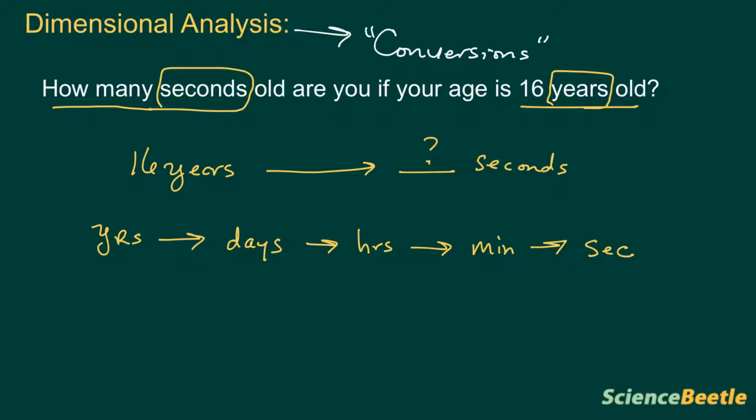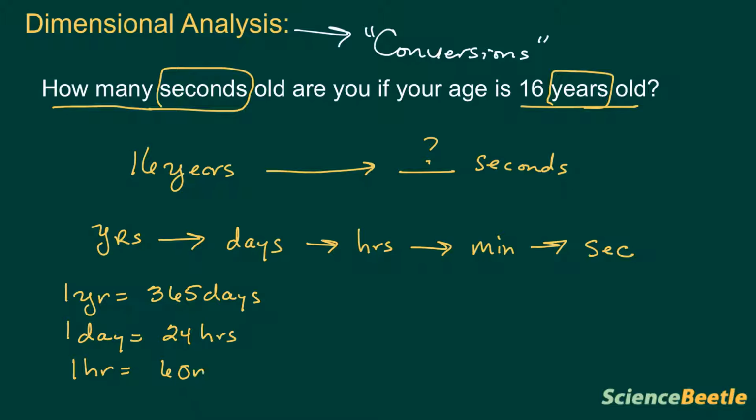Okay. First conversion factor that we're going to need here is the following: 1 year is equal to a total of 365 days. Also, now that we have the days, we know that 1 day is equal to 24 hours. The next conversion from that is that 1 hour is equal to 60 minutes. And we also know that 1 minute is equal to 60 seconds.